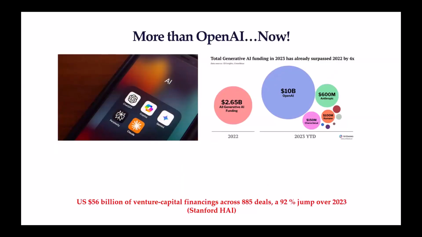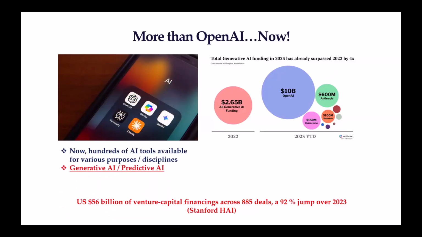I'm not sure how many of you have not used AI, but AI is very popular, maybe the most popular in our human history. So now we have hundreds of AI tools available for various purposes and different disciplines. Although I said that we have ML, neural networks, data, deep learning, we basically have two types of AI. One is Gen AI, the other type is predictive AI.